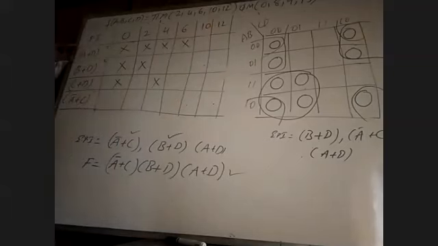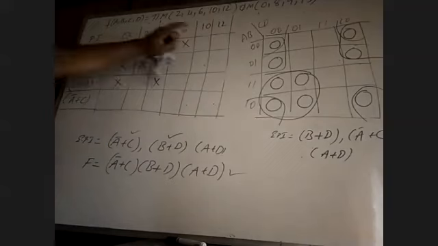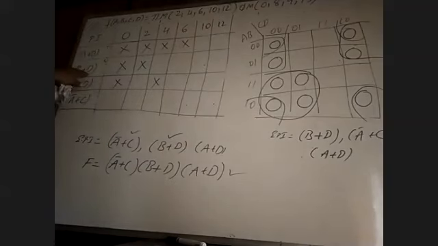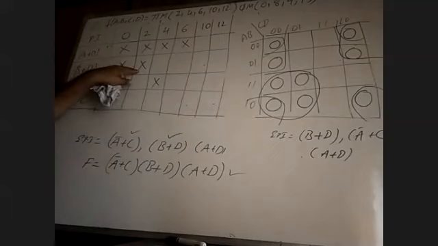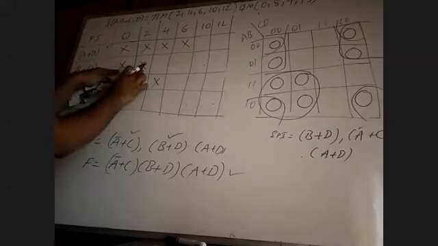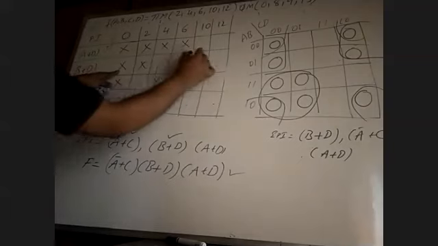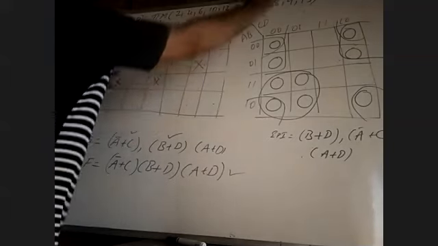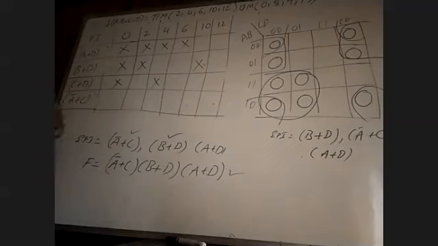Now, A plus D. A plus D covers 0, 2, 4, 6. That is over. B plus D, what are the max terms? B plus D covers 0, 2, 8, 10. 8 and 10. 8 is not there. 8 is a don't care. Eliminated.